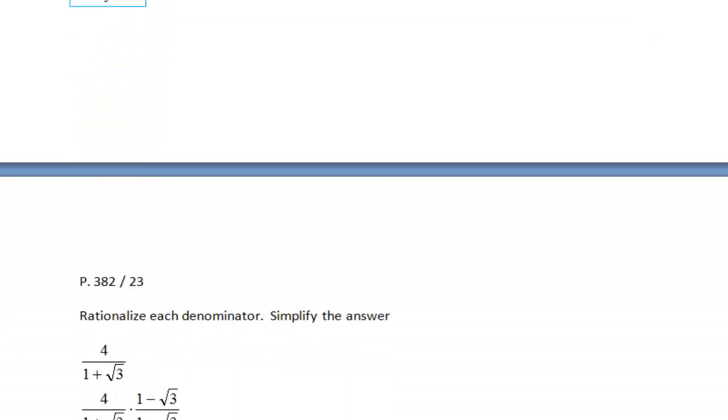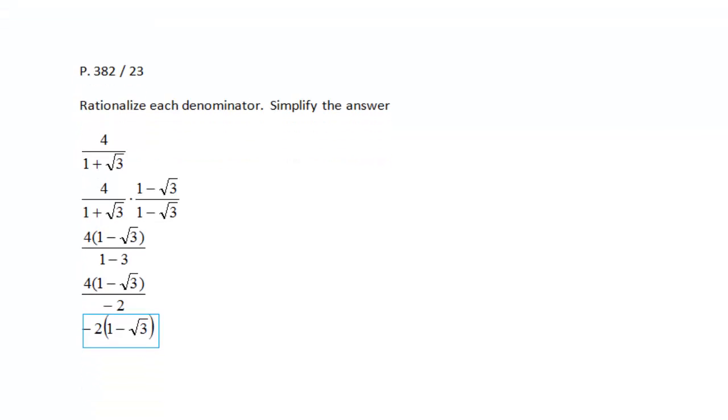Moving on to number 23 on page 382, the directions read: rationalize each denominator and simplify the answer. Now, I have 4 divided by 1 plus the square root of 3. I cannot simply multiply the numerator and the denominator by the square root of 3 because I have 1 plus the square root of 3. That's an entire factor because that can't be simplified. So I need to multiply the numerator and the denominator by the conjugate of 1 plus the square root of 3. The conjugate of 1 plus the square root of 3 is 1 minus the square root of 3. And the reason why you do that is because you'll eliminate your radical terms.